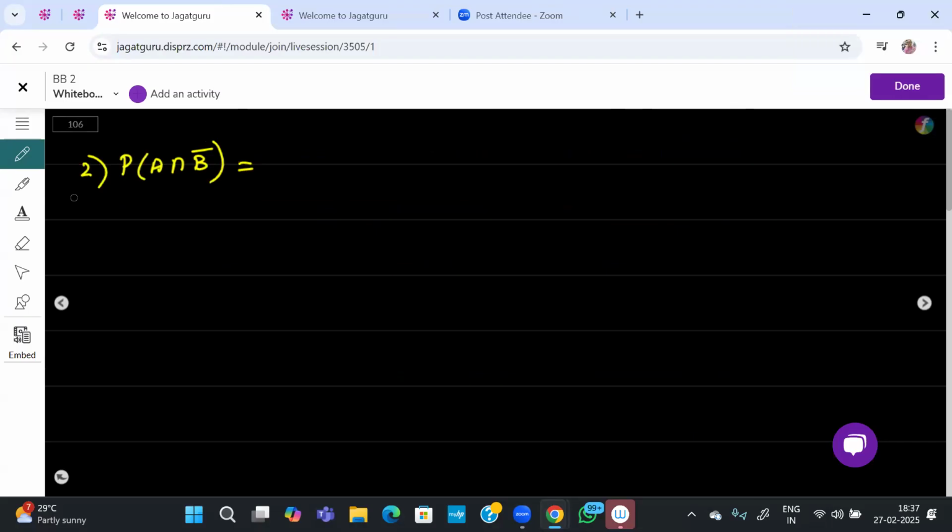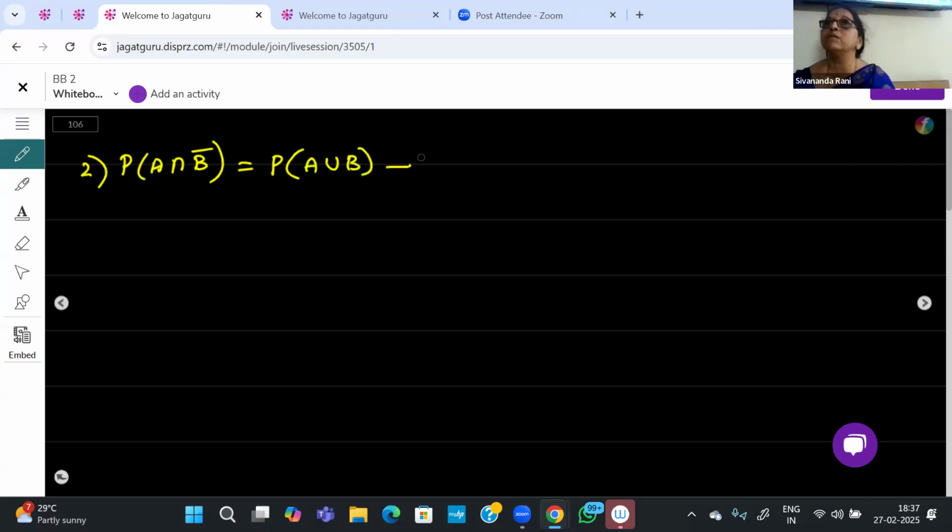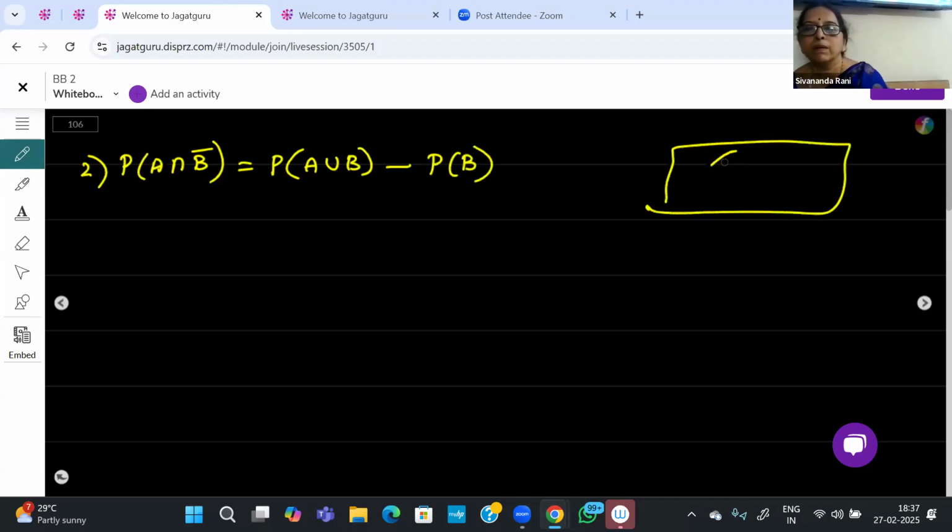P of A union B minus P of B. Very good. I like this answer also. Who said that? Vinay, Krish, brilliant boy. Look at his answer. He says from A union B, if I subtract B, I'll get this, right? Yeah, sure.